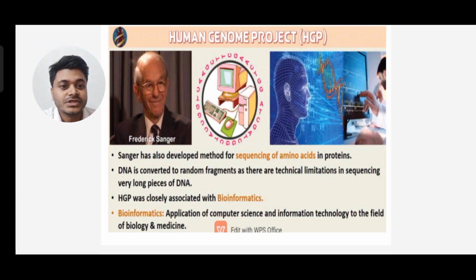So HGP was closely associated with bioinformatics. Bioinformatics means the application of computer science and information technology to the field of biology and medicine.